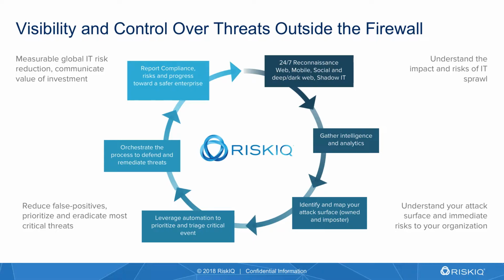We're looking at new domains and hosting infrastructure that gets registered. We're looking at how the internet changes on a regular basis. And all of that feeds into the next stage of gathering intelligence and analytics. We're doing this by performing routine internet scans and then using our web crawling technology to collect as much data as possible. We want all of the details so that we can then feed into that third step, identifying and mapping your attack surface.